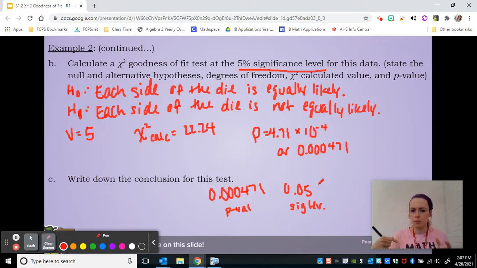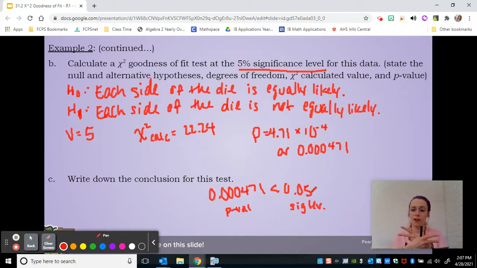Again, I always put them into decimals. If it makes it a little bit easier, you can bring the significance level up to a percentage and compare, in this case, 0.0471 and 5% and do it that way, depending on how small the decimals get, if that makes it easier. But either way, I'm looking at my p-value being less than my significance level.